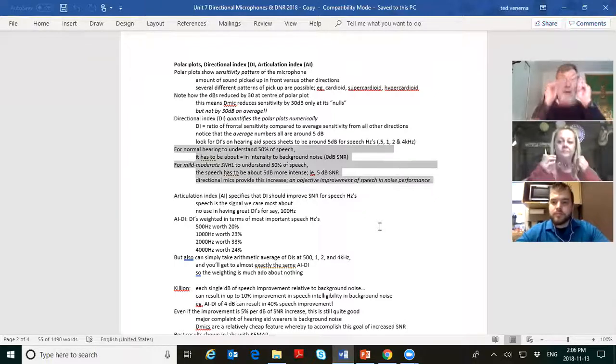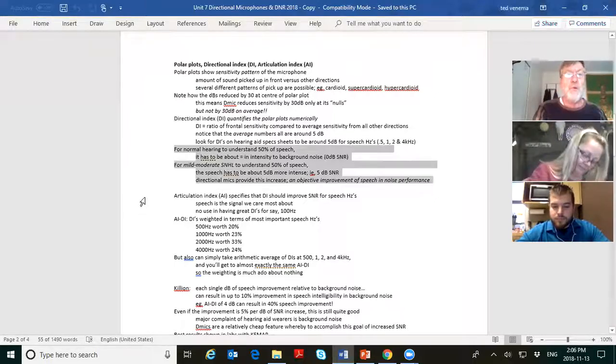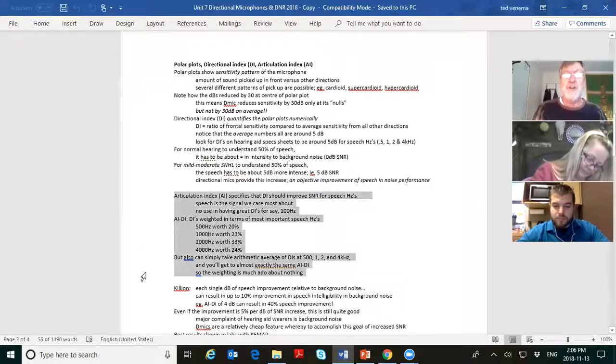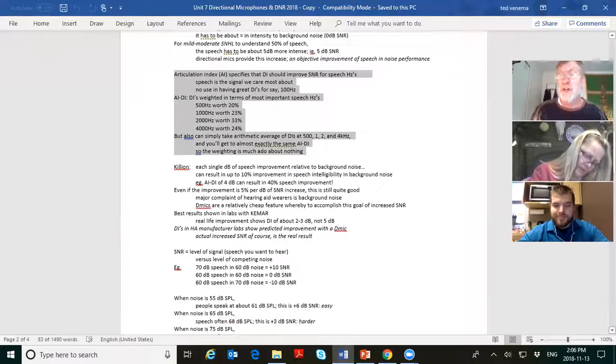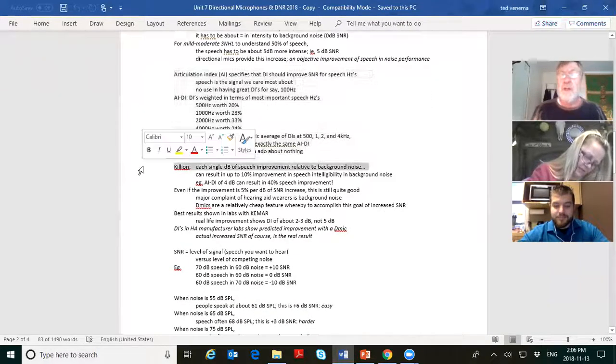So as we work our way down the page, I said to you guys, don't worry about articulation index. You can read it if you want, but it's FNO, for nerds only, or freak not out, okay? Here we'll go to Killion, the inventor of the K-amp, the inventor of your insert headphones. Each single dB of speech improvement relative to noise can result in up to 10% improvement in speech intelligibility in background noise. So an improvement of about 4 dB can result in 40% speech improvement.